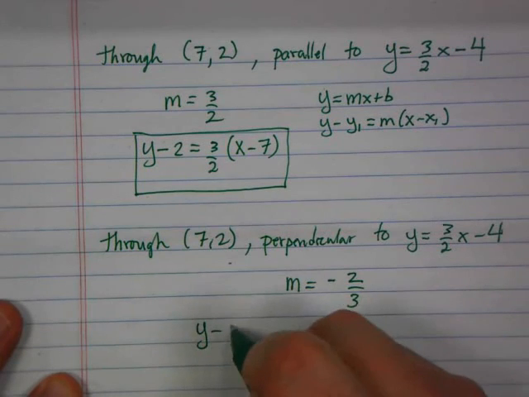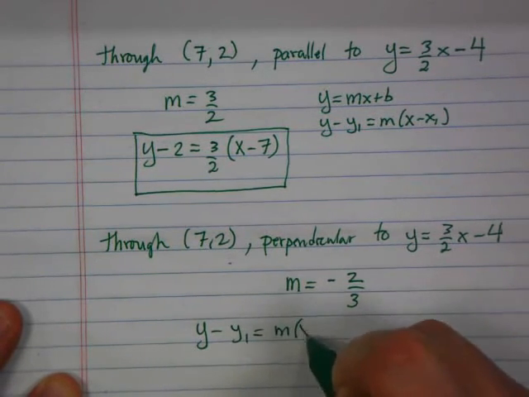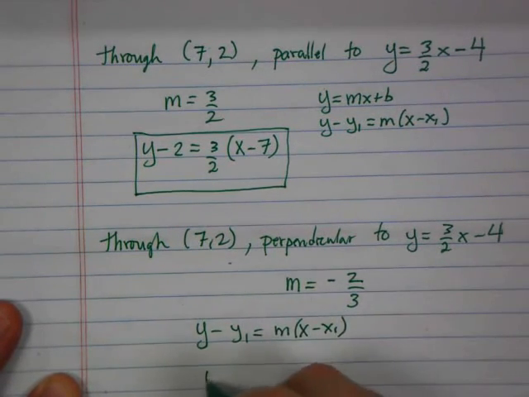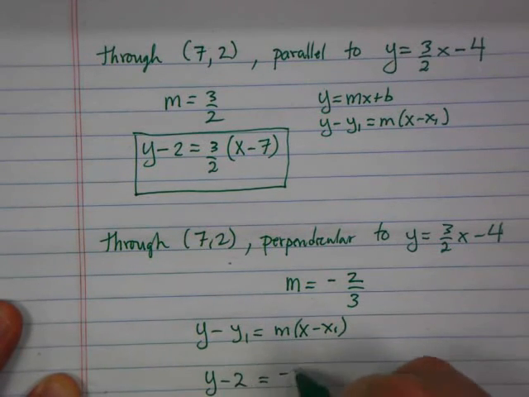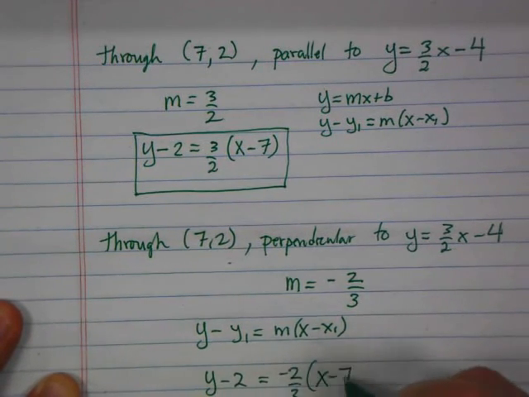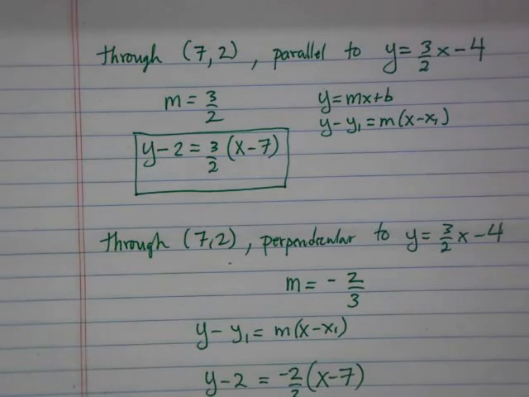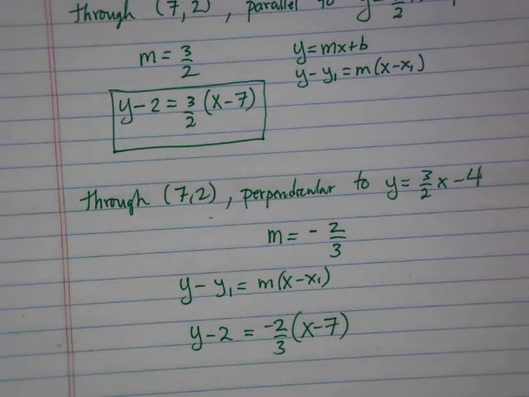I would use y minus y1 is m times x minus x1. My answer would be y minus 2 is minus 2/3 times x minus 7. Questions? Yep.